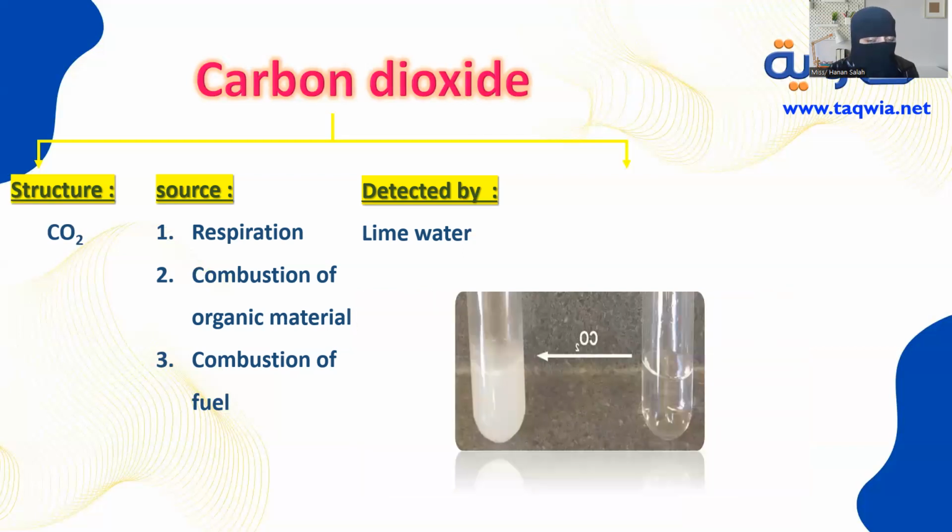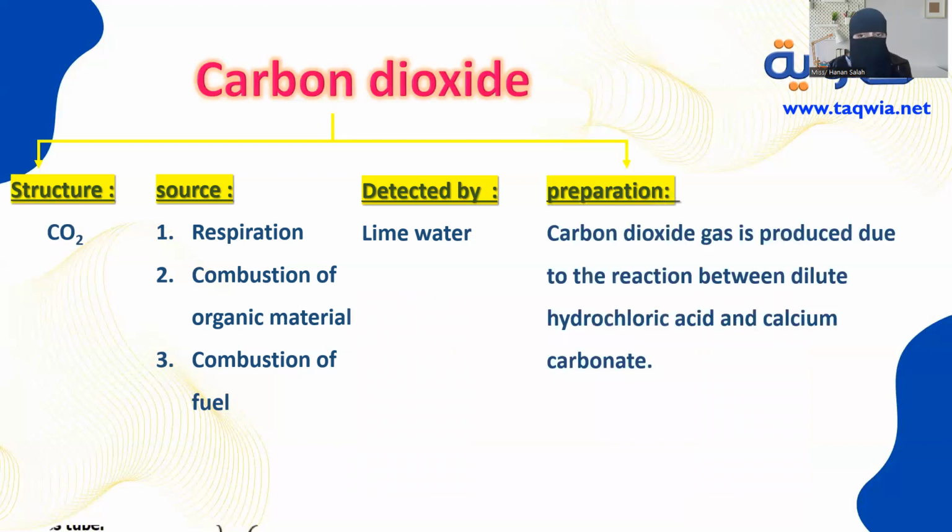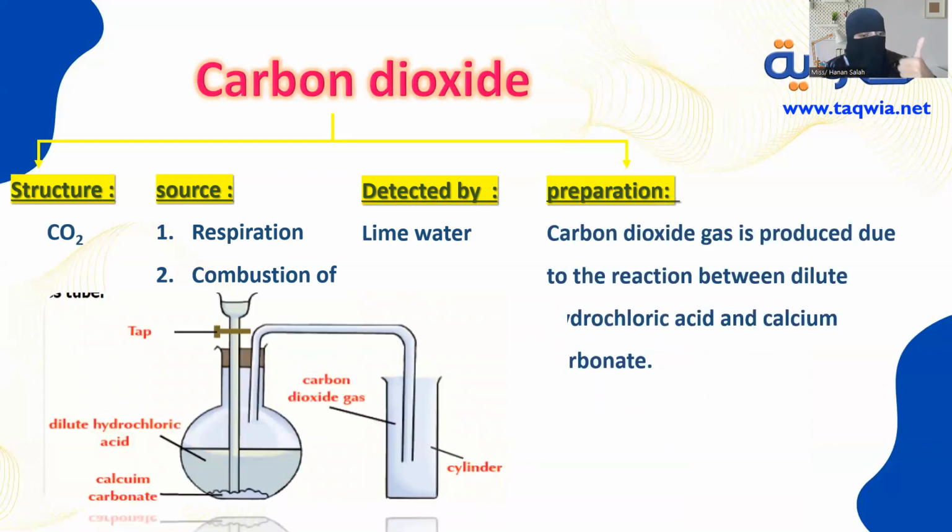How to prepare carbon dioxide gas? We can prepare it from hydrochloric acid and calcium carbonate, so it will produce carbon dioxide gas. And here I'll stop for a minute. You have two differences here between the device for carbon dioxide gas and for oxygen gas. What are the differences between them? Number one, here you have to add hydrogen peroxide and manganese dioxide for the preparation of oxygen gas. But for carbon dioxide gas, you prepare it from hydrochloric acid and calcium carbonate.